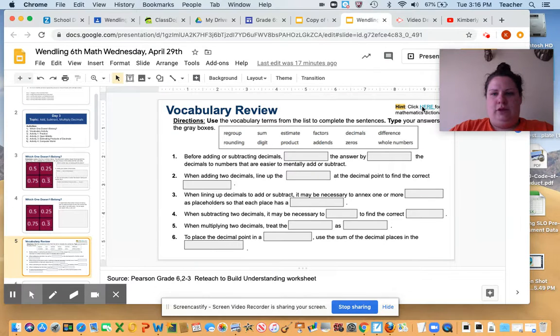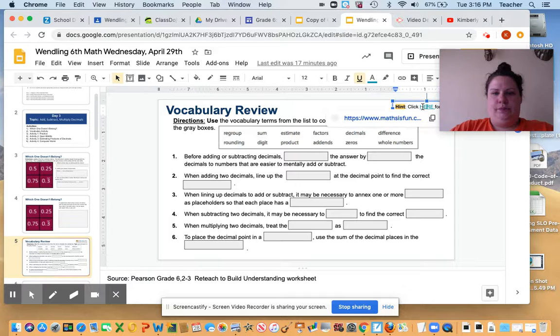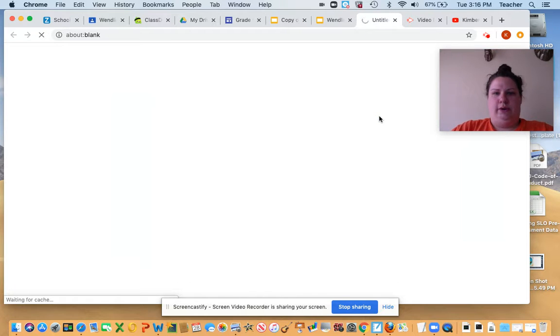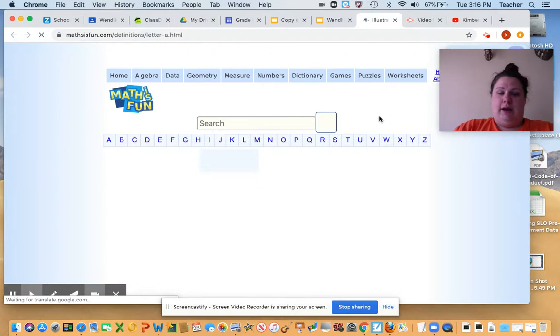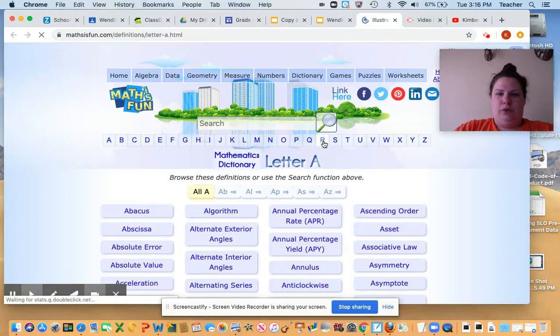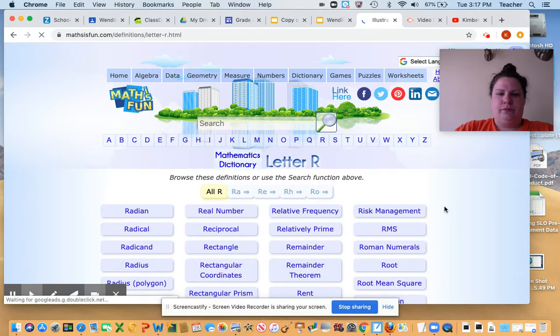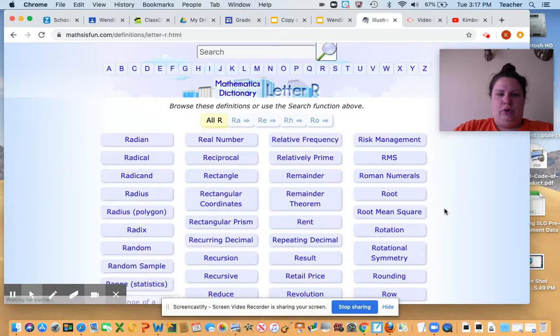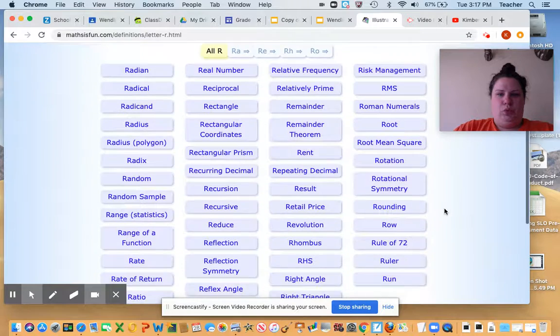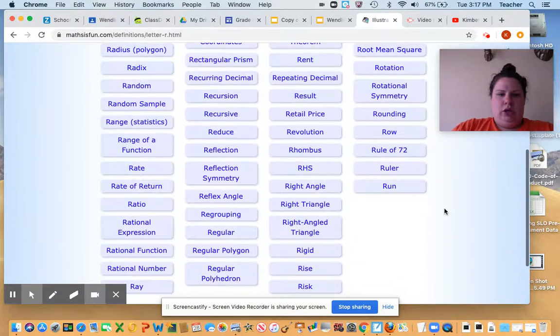Really helpful is our mathematics dictionary up here, which I'm going to click on and show you again. I would suggest looking up every word that we've got in that word bank. Our first one is regroup, which starts with R. I'm going to go down here until I see regroup. So R-E-G, regrouping.